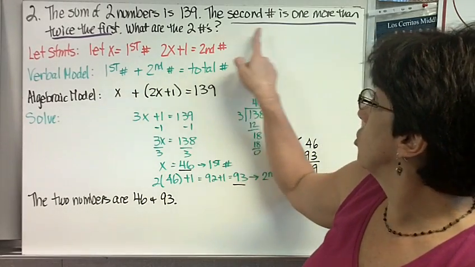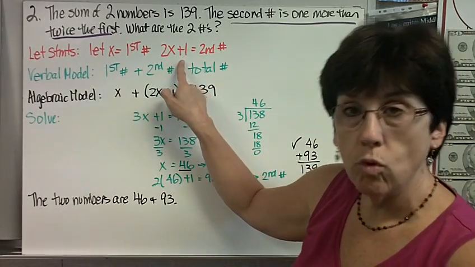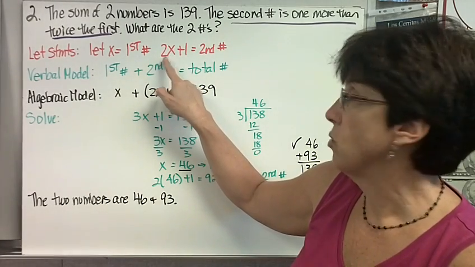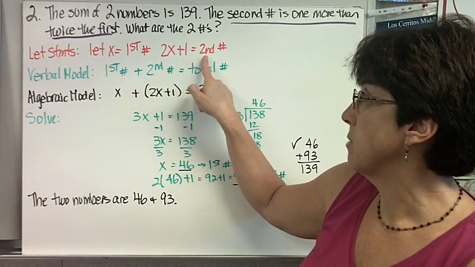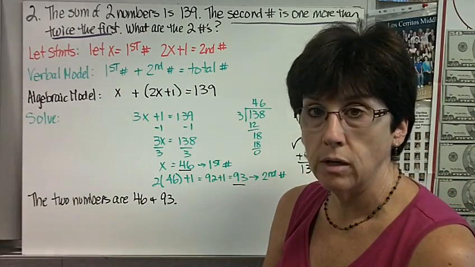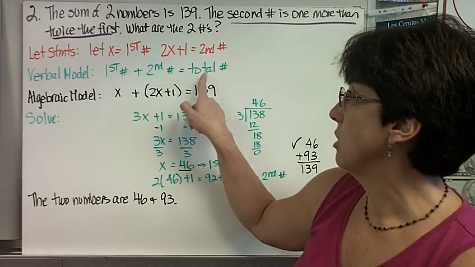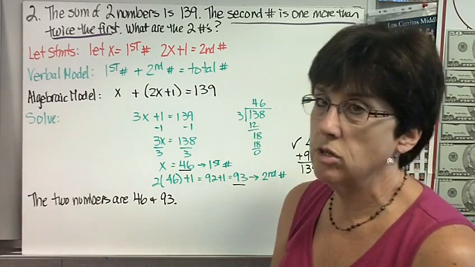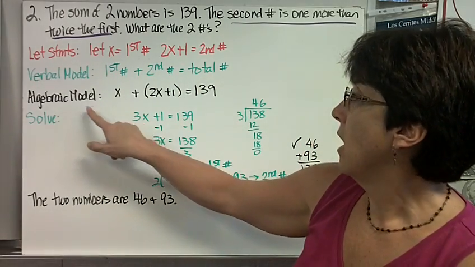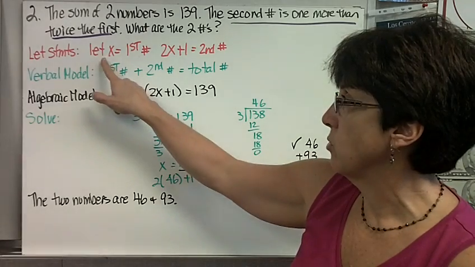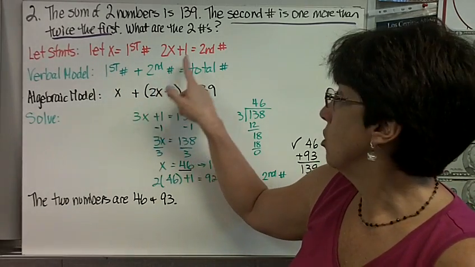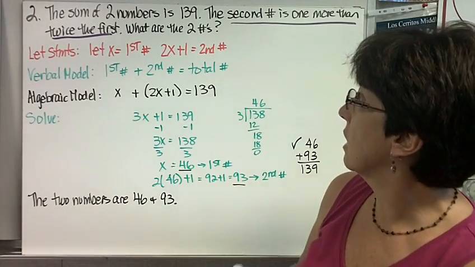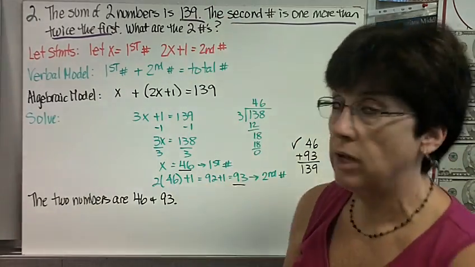And then 1 more than twice the first. "More than" always comes after, at the end of your expression. So twice means times 2: twice the first plus 1, that's my second number. Verbal model: first number plus second number equals total number. Once again, it just needs to be the words, but you still can't have abbreviations, okay? And my algebraic model: first number was x, second number was 2x plus 1 in parentheses, equals total, and that comes from my problem, okay?